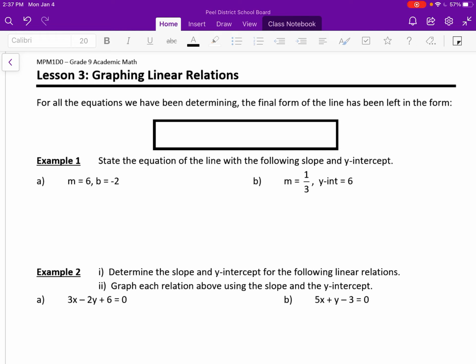Hey class, welcome back. So we're going to be going over lesson 3, graphing linear relationships. Before we start this lesson, I just want to do a little bit of review.